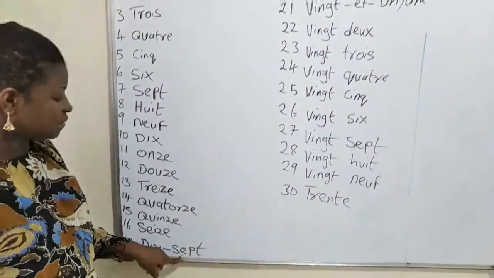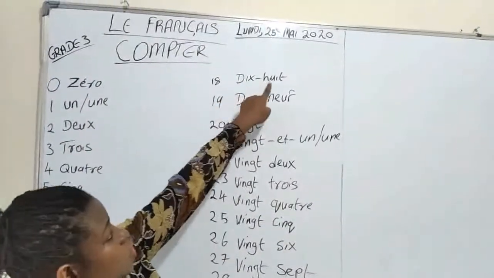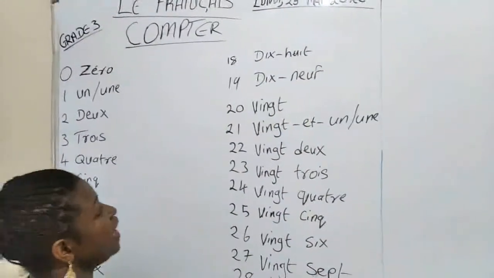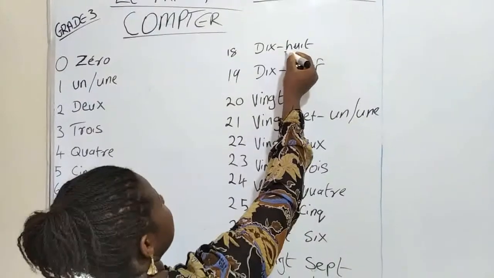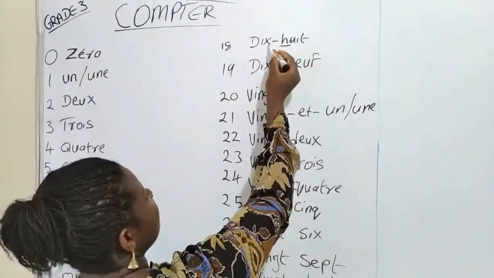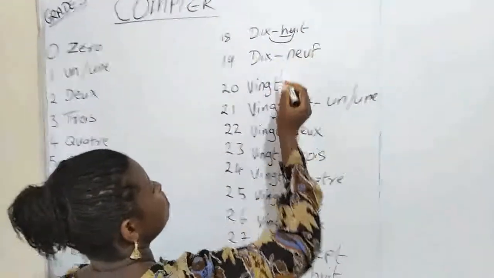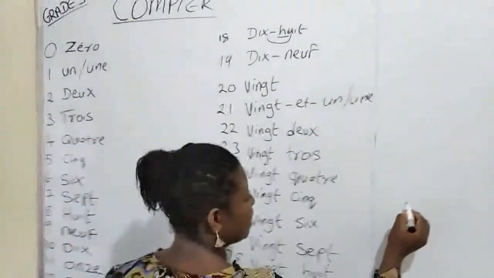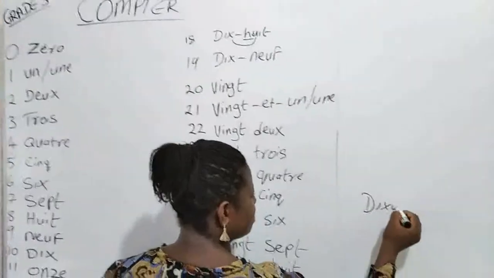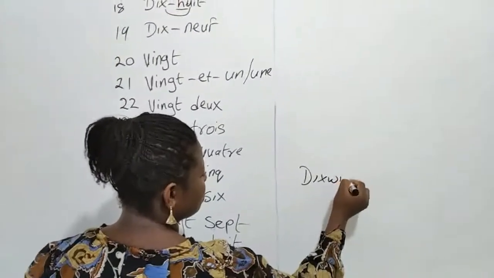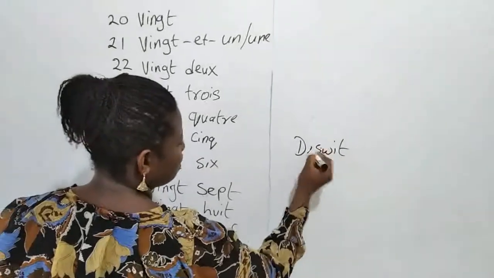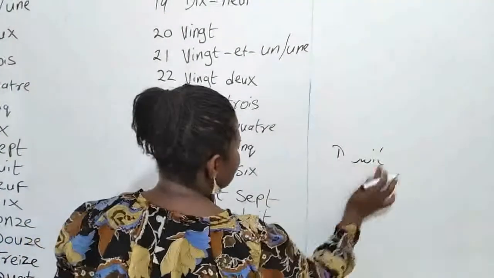The suite. Okay, here the H is silent. So you are linking the Z to the U. So you have la suite. It's like this, la suite, or this, la suite. So that's what I'm pronouncing. La suite.